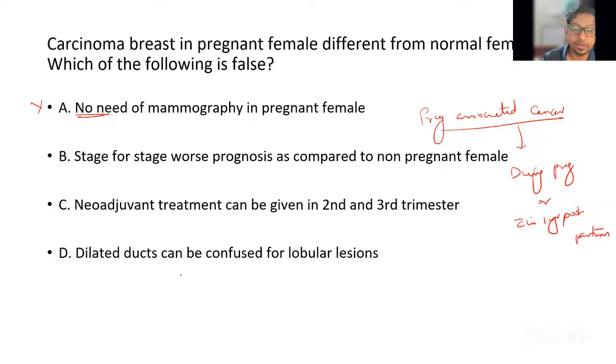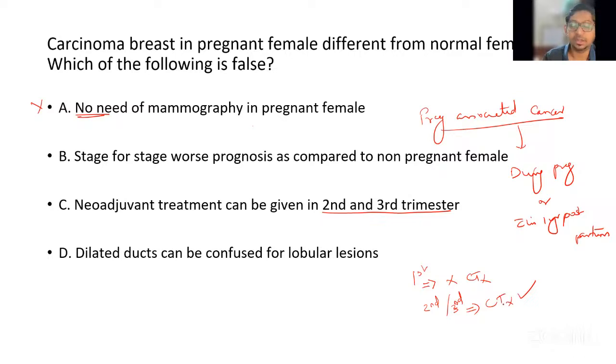And neoadjuvant treatment can be given in second and third trimester. So this is a correct statement. Usually, in a pregnant female in first trimester, we don't give chemo. We try and operate the patient in the second and the third trimester. However, in the second and the third trimester, if there is an indication for chemotherapy, this is the right time to give chemotherapy. So usually we time the chemotherapy in the second or third trimester.